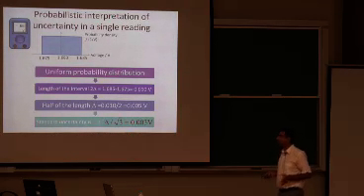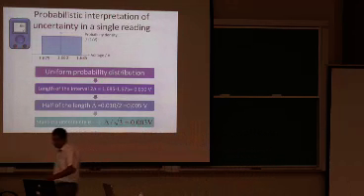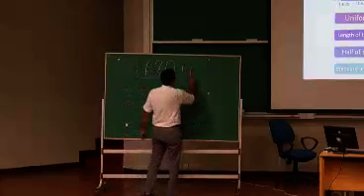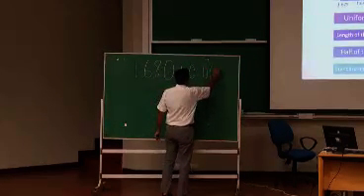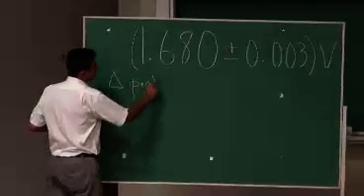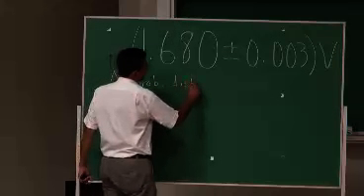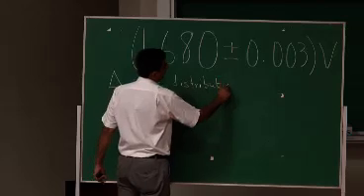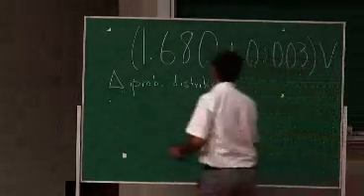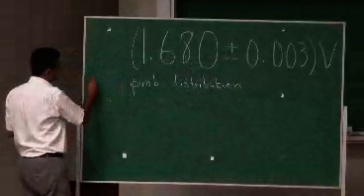So the reading that you will quote in your notebooks is going to be 1.680 plus minus 0.003 volts, and you will specify that this is a triangular probability distribution. Oh, sorry, a uniform probability distribution function. Uniform, because you have a digital scale here.